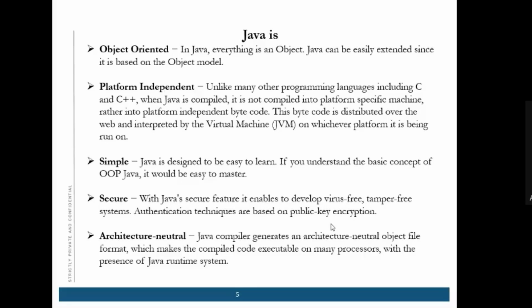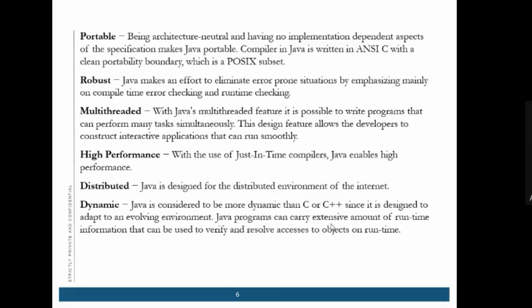Java is architecture neutral. Java can be compiled into a very neutral object file format, which makes the compiled code executable on many processors with the presence of the Java runtime system. So Java is a very portable language. If you copy your program and want to run it on any other system, it's very easy to take it from one system to another. It's a very robust language.